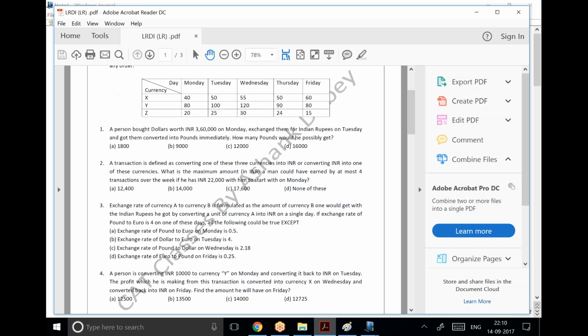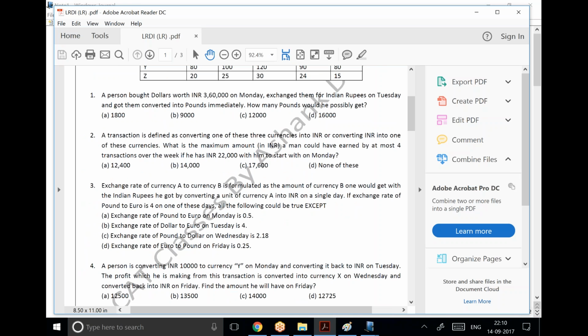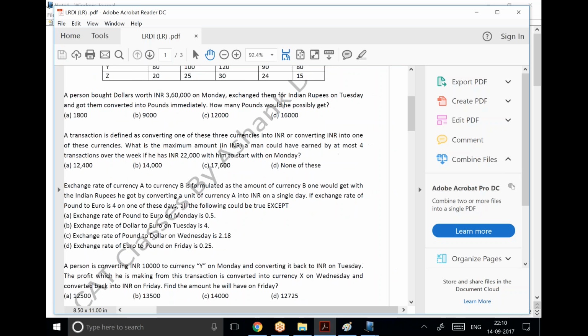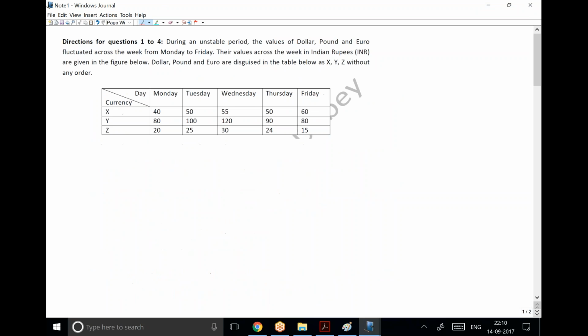In the first question, they're saying a person bought dollars worth 3,60,000 on Monday, and he exchanged them into Indian rupees on Tuesday, and it got converted immediately into pound. It's a basic question. Why is it a basic question here? Because there is no need to look for which one is pound, which one is dollar or which one is euro. There is no need.